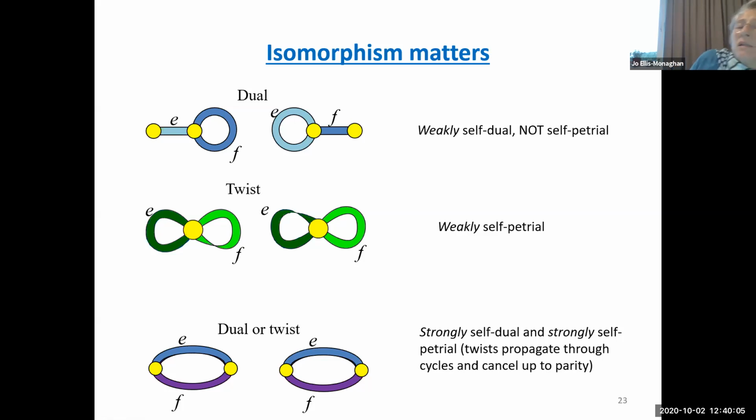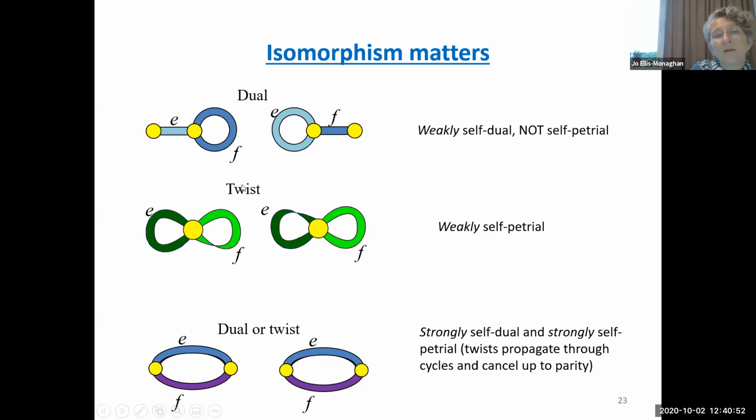When we're looking at different kinds of duality, isomorphism matters. So if I take the dual of this graph, and in this case, we're talking just usual planar dual, these two graphs are isomorphic, but not by mapping the same edge to the same edge. I have to map E to F and F to E in order to see the isomorphism. I have to permute the edges. So we would call that graph weakly self-dual, and this graph isn't self-petrial.